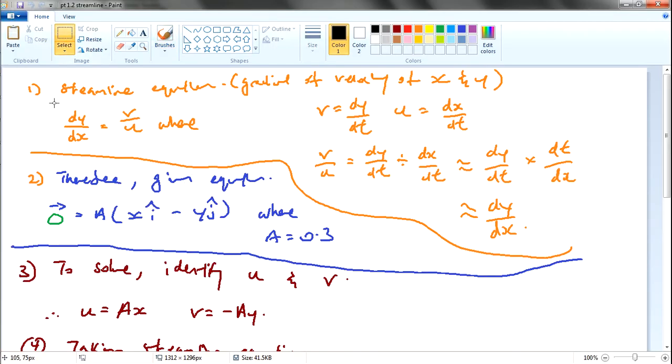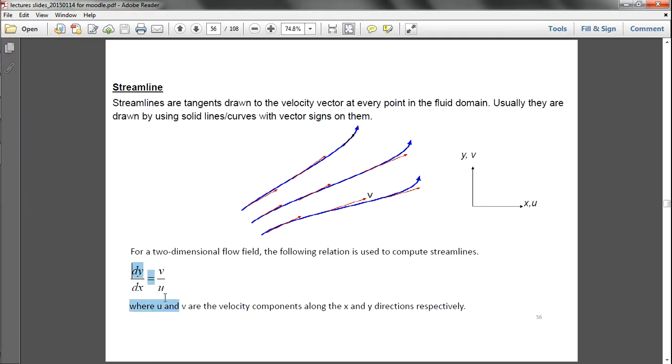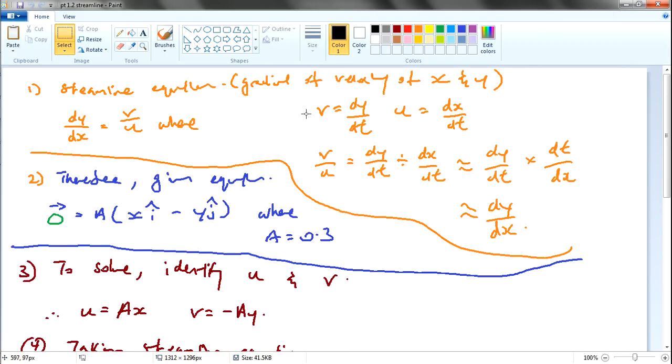So you know the streamline equation is this one, the one that you were first exposed to: dy over dx equals v over u, right? So where v is equal to all these things, which I've explained earlier.